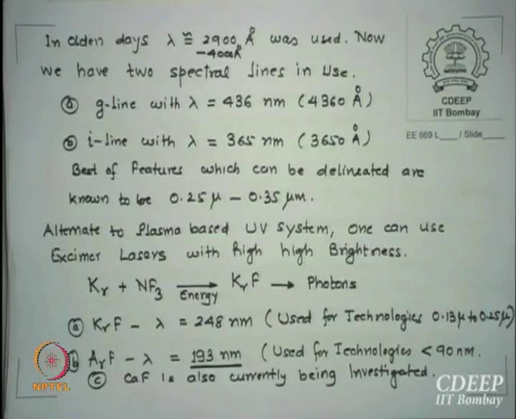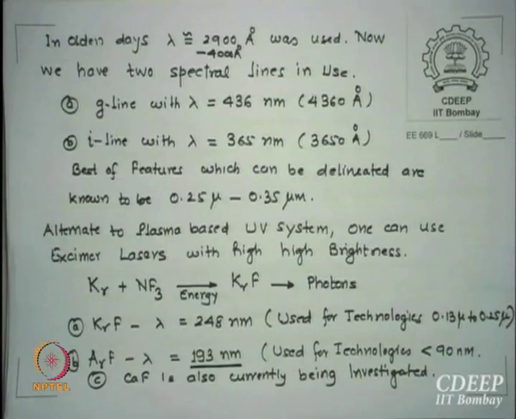One is called G line, which has a wavelength of 436 nanometers or 4360 angstroms. The other is I line, which has lambda of 365 nanometers, which is 3650 angstroms. Please remember, these are standard spectral lines which are used in lithography. Both these G line and I line sources were useful till we were working on 0.25 micron nodes.